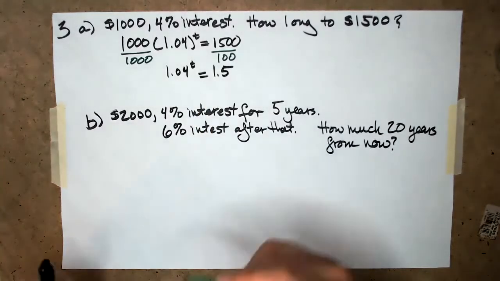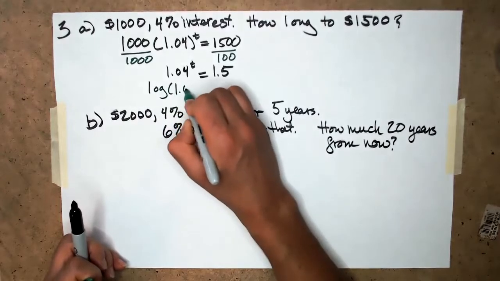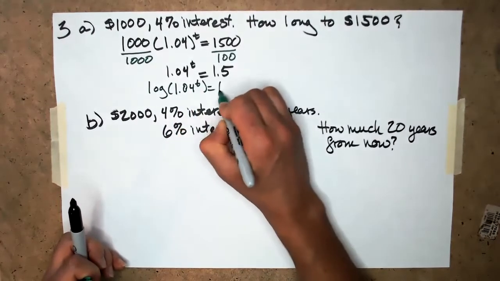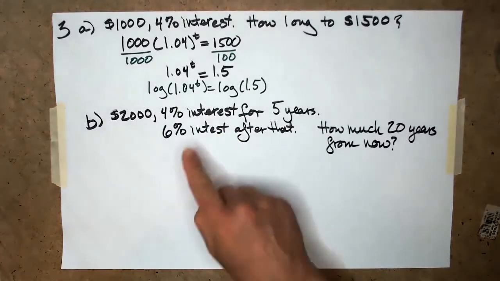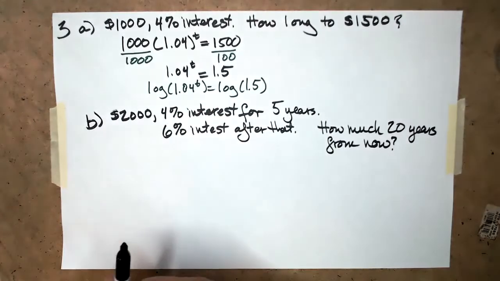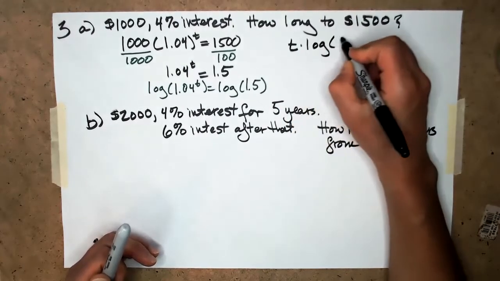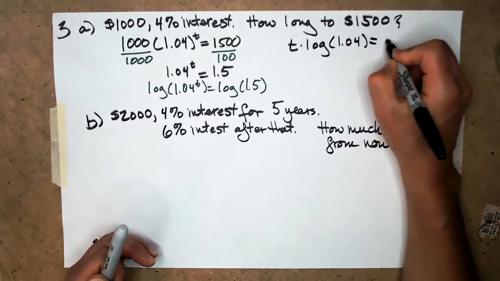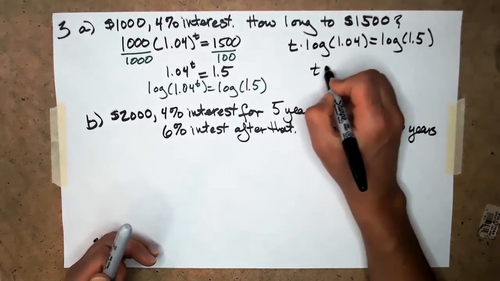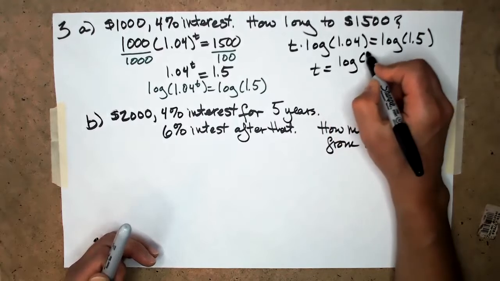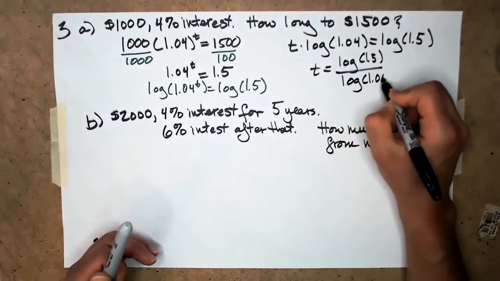Now that I have that t up in the exponent, I pull out the log. The log of 1.04 to the t is equal to the log of 1.5. The whole reason to do that is to get that t down out front. T times the log of 1.04 is equal to the log of 1.5. T is equal to log of 1.5 divided by log of 1.04.